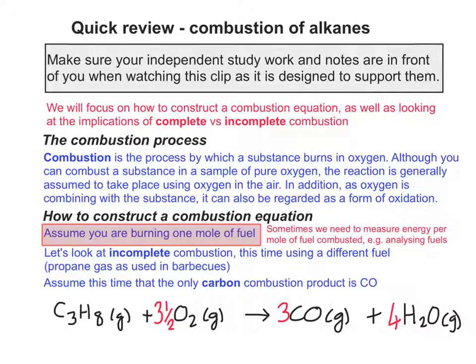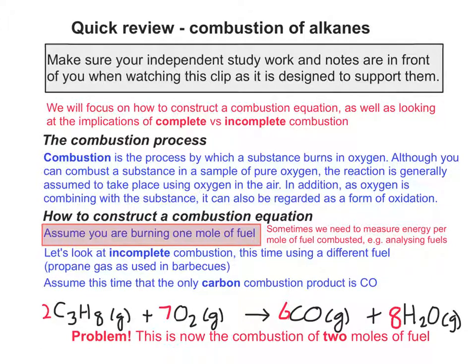But let's imagine that you were not going to do that, and in your mind what you wanted to do is double everything up. The problem with doing that in order to make the numbers whole is that you're now not burning 1 mole of fuel. The difficulty here is this now means that you're combusting 2 moles of fuel. You can't use the energy from this particular equation because it would be the energy for 2 moles of propane being burnt, not 1 mole of propane being burnt. So it's important to try to stick to 1 mole of fuel.